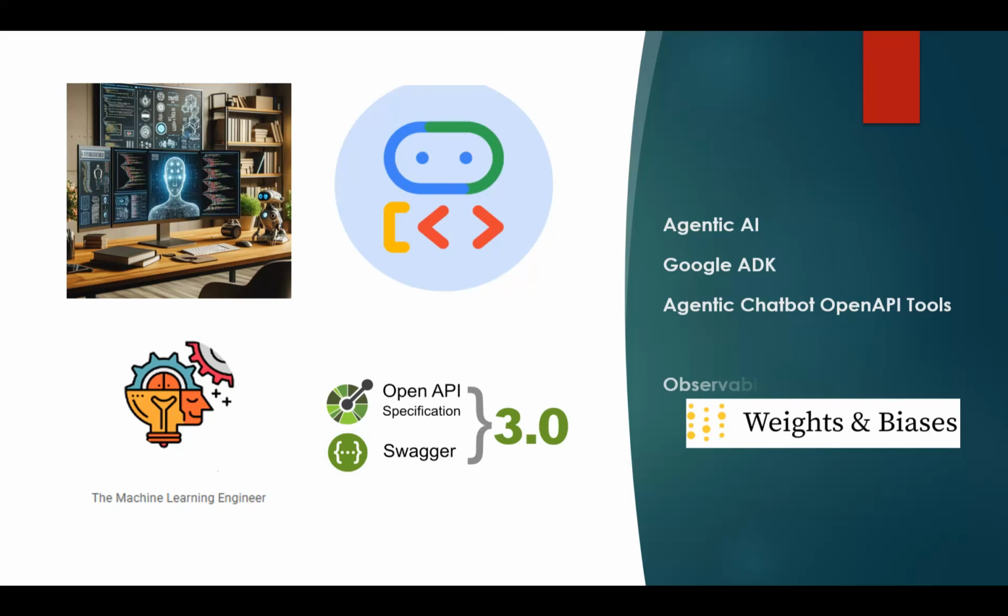We are going to check how to connect a chatbot agent with OpenAPI tools, how to create OpenAPI tools, and also how to use the observability capabilities of the toolkit. In this case we will log all the activity and traces of our interaction with the bot to Weights and Biases.